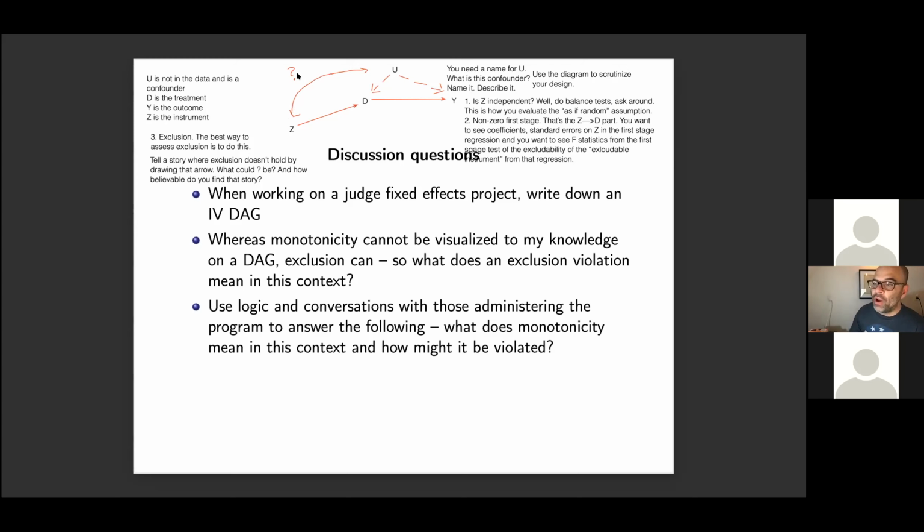And then once you have a story about how Z actually is confounded, ask yourself, okay, given everything I know about this phenomenon, do I think that's a true story? Anybody can tell a confounder story. Do you think it's garbage? Or do you think it's believable?